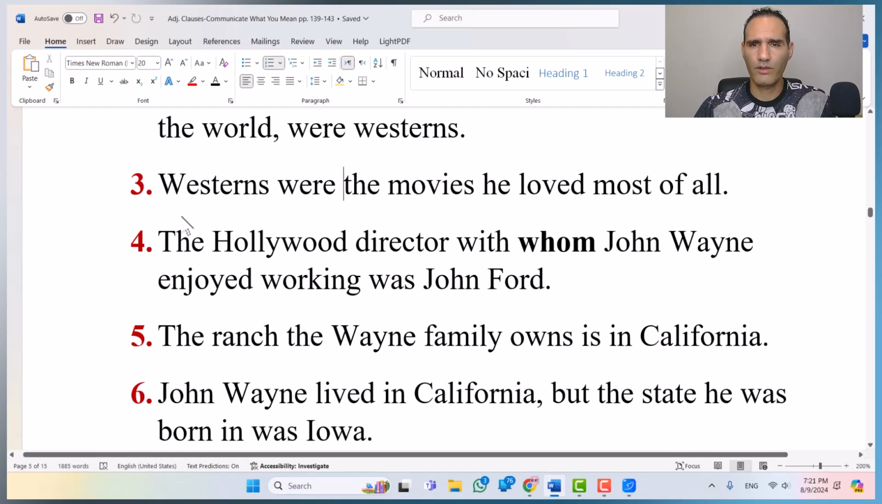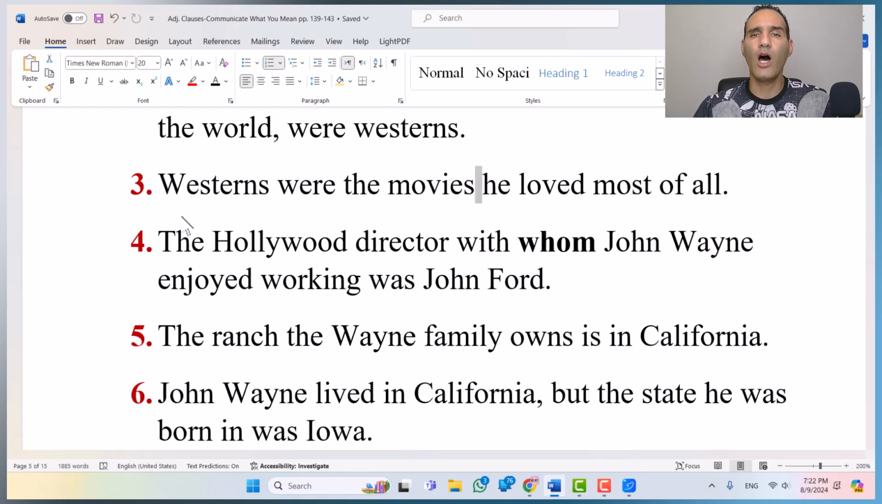Westerns were the movies he loved most of all. Relative pronoun as object, it is omitted here.